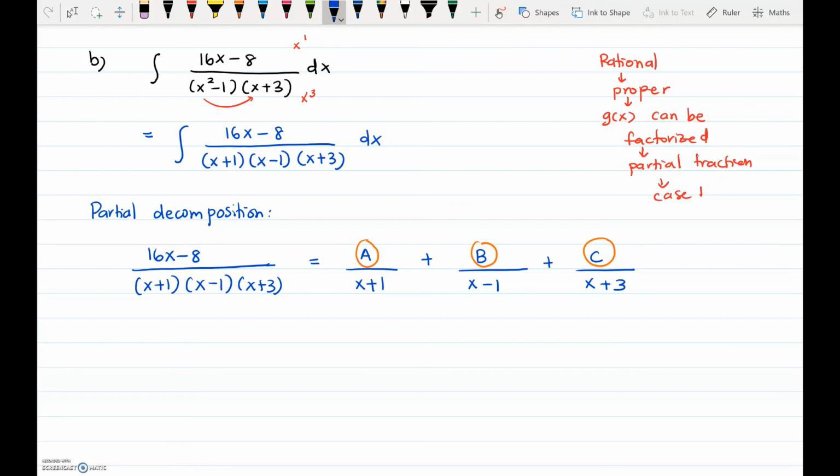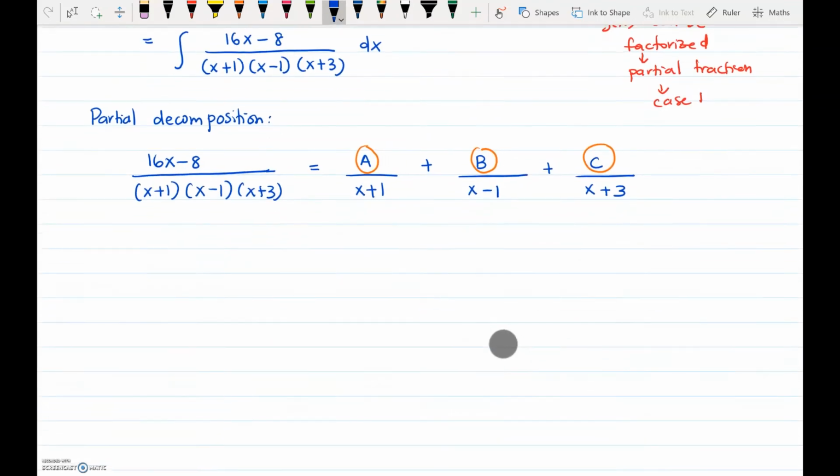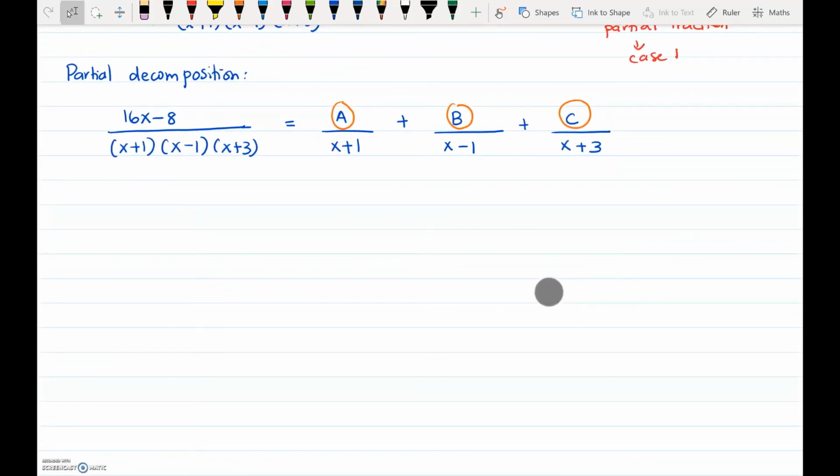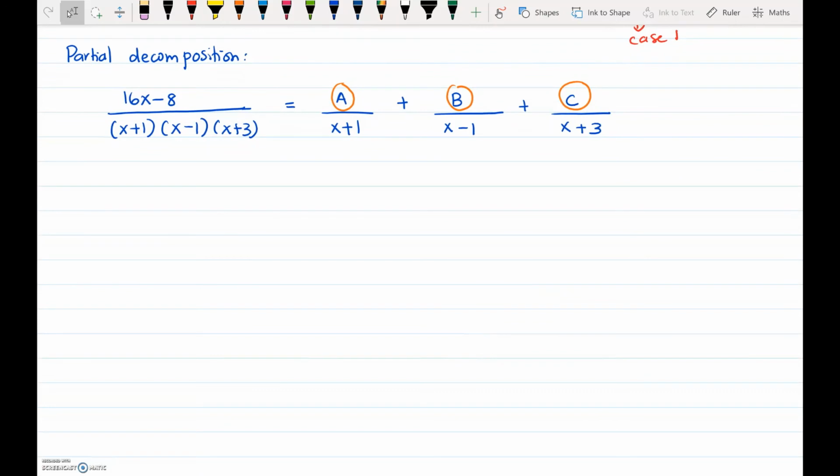Next step, we will write the equals denominator on your left hand side and right hand side. Write equals denominator.